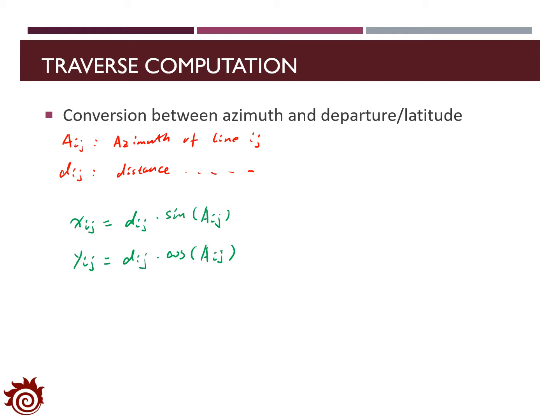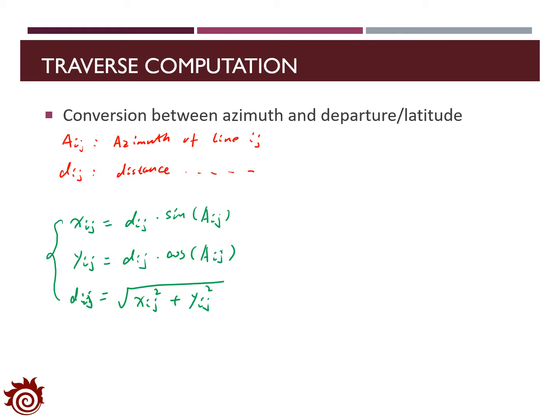Also, we can find out the relationship between the departure and the latitude and the distance of the line, which is dij equal to the square root of xij square plus yij square. So with that, we can estimate the departure and latitude from the azimuth.